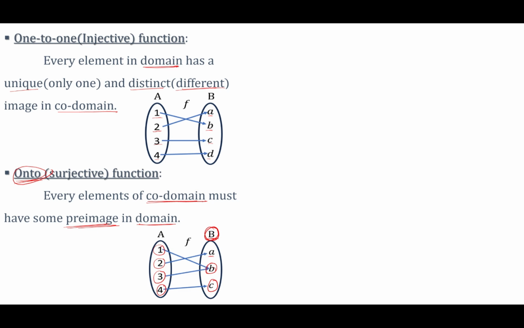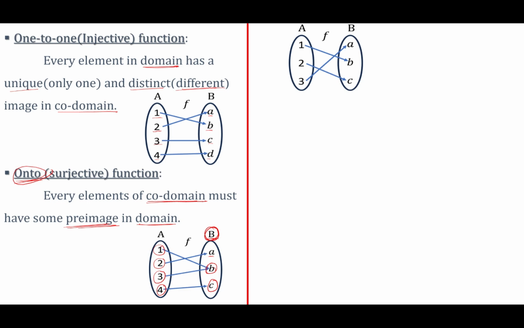Let us have a few examples based on this. At first, is this a function or not? A function says every element of set A must have an image. Yes, every element has an image. Check. So it is a function. Is it a 1-1 function? Yes, every element has unique and different images. So it is also a 1-1 function.